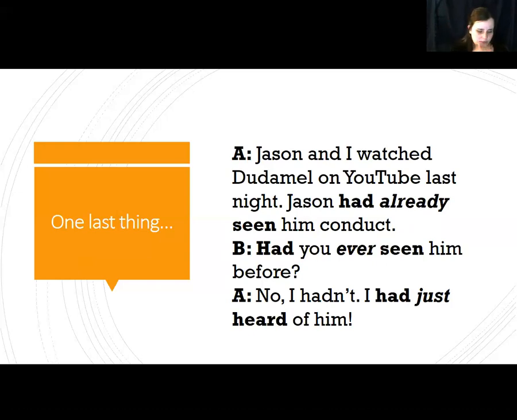Now just remember, when you're doing this, you do not want to put an adverb between the main verb and a direct object. So you can say, I hadn't seen him yet, or I hadn't yet seen him. But you do not want to say, I hadn't seen yet him. So just keep that in mind.